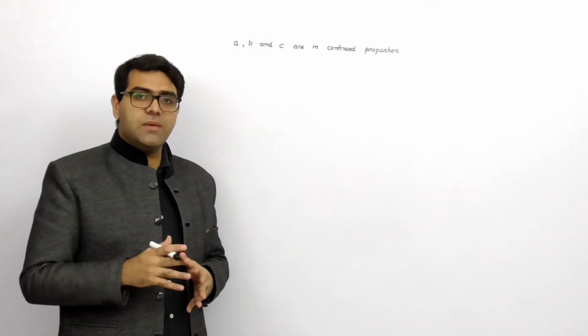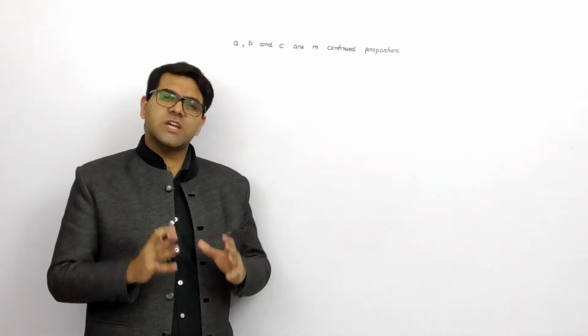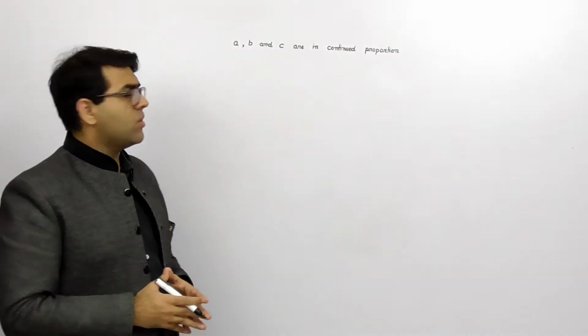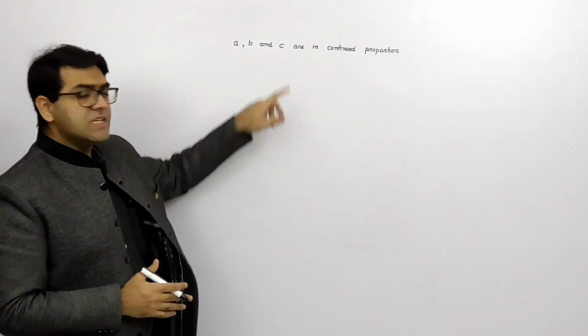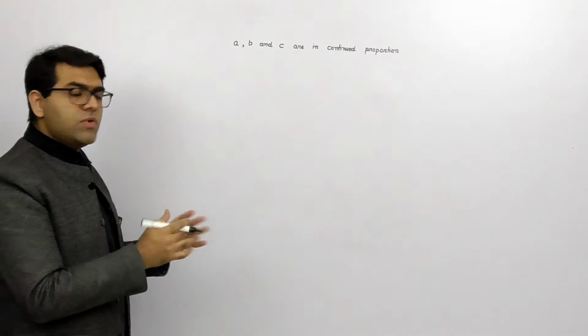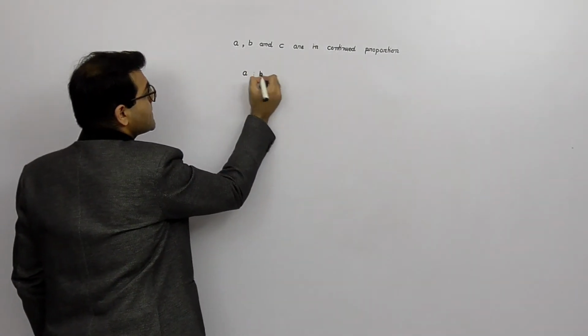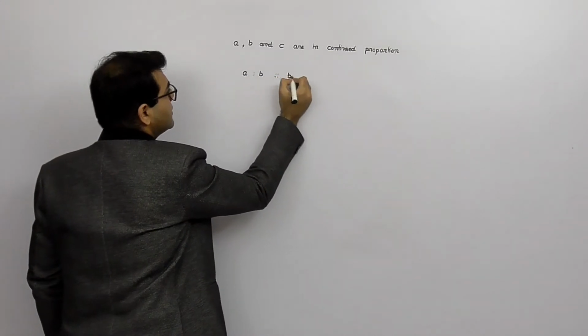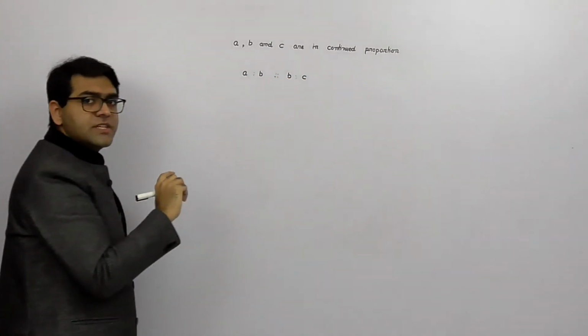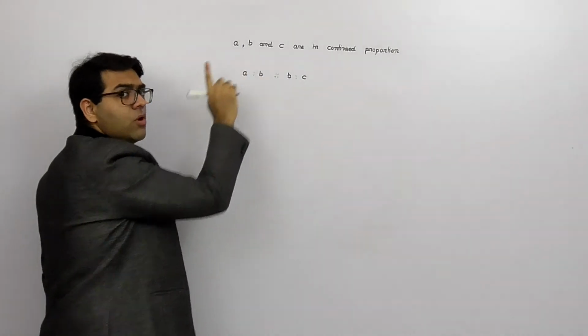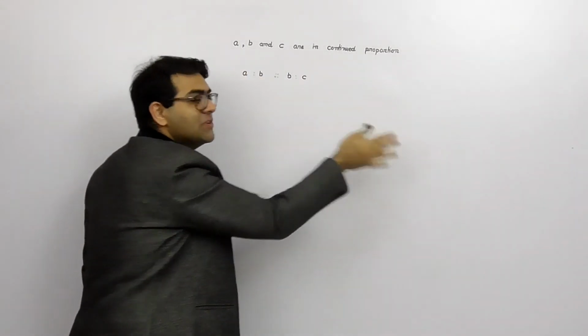Let us say A, B, and C are three variables which are in continued proportion. Now, what do I mean when I say A, B, and C are in continued proportion? Well, what I simply mean here is that A ratio B is equivalent to B ratio C. So what I'm trying to say here is that the middle value, or the mean value, continues over.